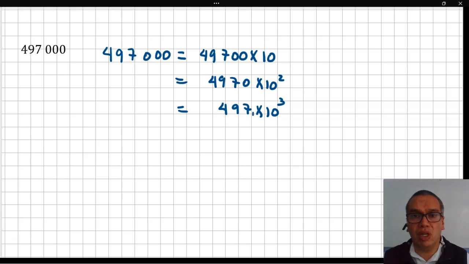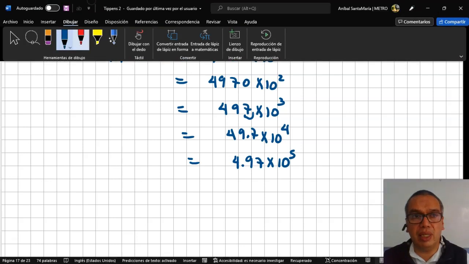However, we can continue by thinking that any new power of 10 can come from displacing the decimal point one more space to the left. This is equal to 49.7 times 10 to the fourth. And following that same logic, you can move it one more space, in which case you end up with 4.97 times 10 to the fifth power. Once again, the number before the multiplication sign is less than 10.